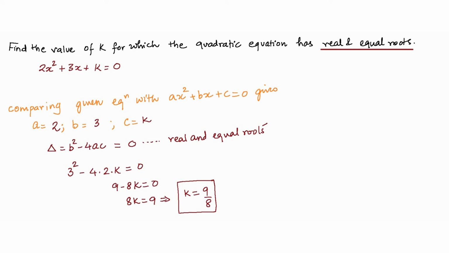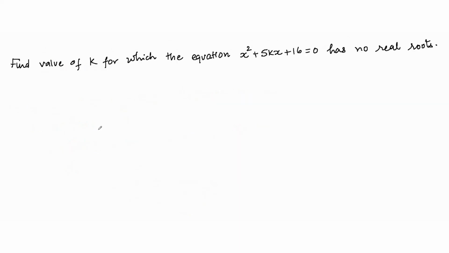Moving on to the next one. Find the value of k for which this equation has no real roots. So what is the quadratic equation that is given? The given quadratic equation is x square plus 5kx plus 16 equals 0.